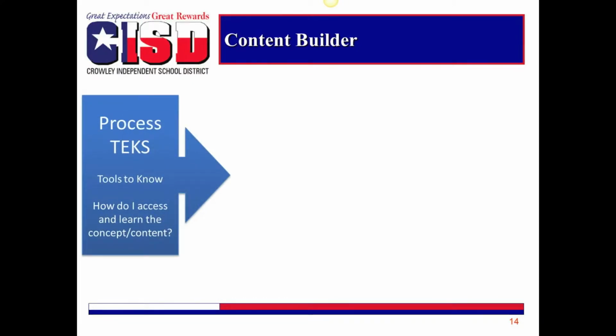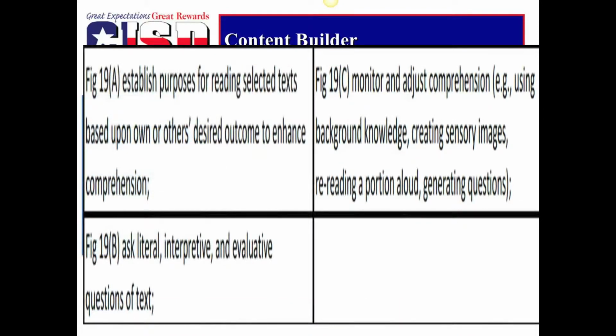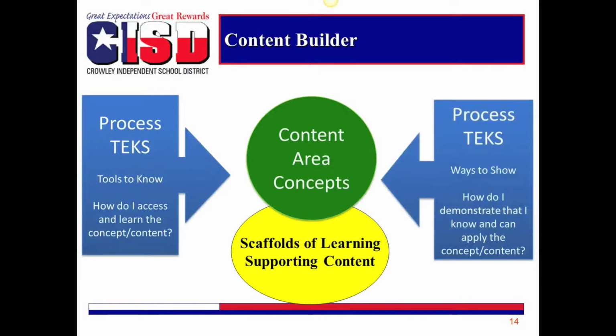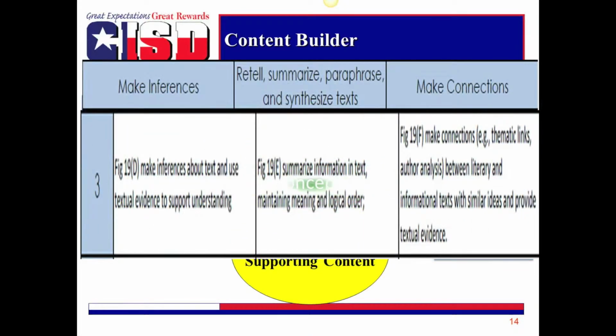The process standards for ELAR are the Figure 19 standards. The Figure 19 standards that students use to gain access and learn concepts for 3rd grade are Figure 19A, B, and C. The content area concepts are the readiness standards. The scaffolds of learning are the supporting standards, which are those prerequisite skills students need to learn and master the readiness standard. The final process standards are the Figure 19 standards that students can use as ways to demonstrate that they can proficiently apply the concepts and content that was taught. The ways to show standards are Figure 19D, E, and F.